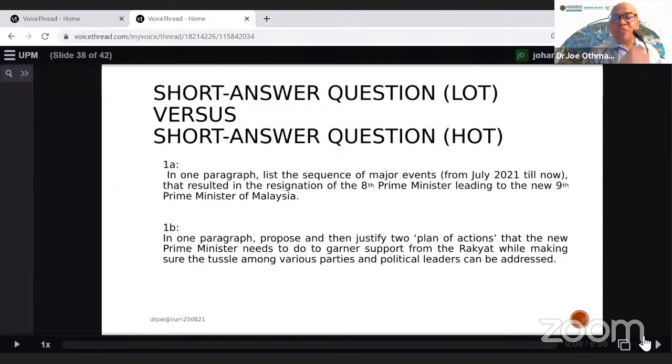If number 1, most of us will know. Look at the internet, we can know the sequence of events, right? Just list, just list. Ni berlaku. But question B? Propose and justify. Action verb lagi. So that is why action verb is important.